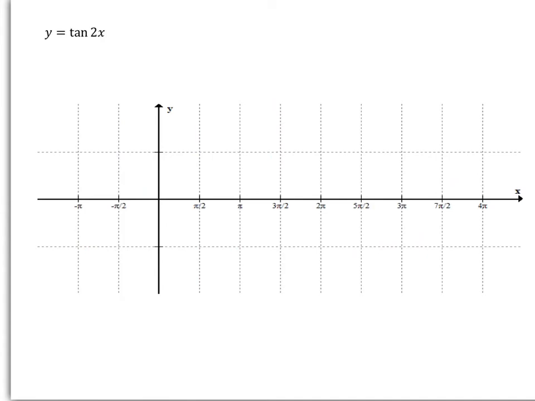2 pi over b. That's because the regular period of sine and cosine functions is 2 pi. For a tangent function, the regular period is pi. So in order to find the period of our function, we need to use pi over b. What that means is that the period of my new function is pi over 2.